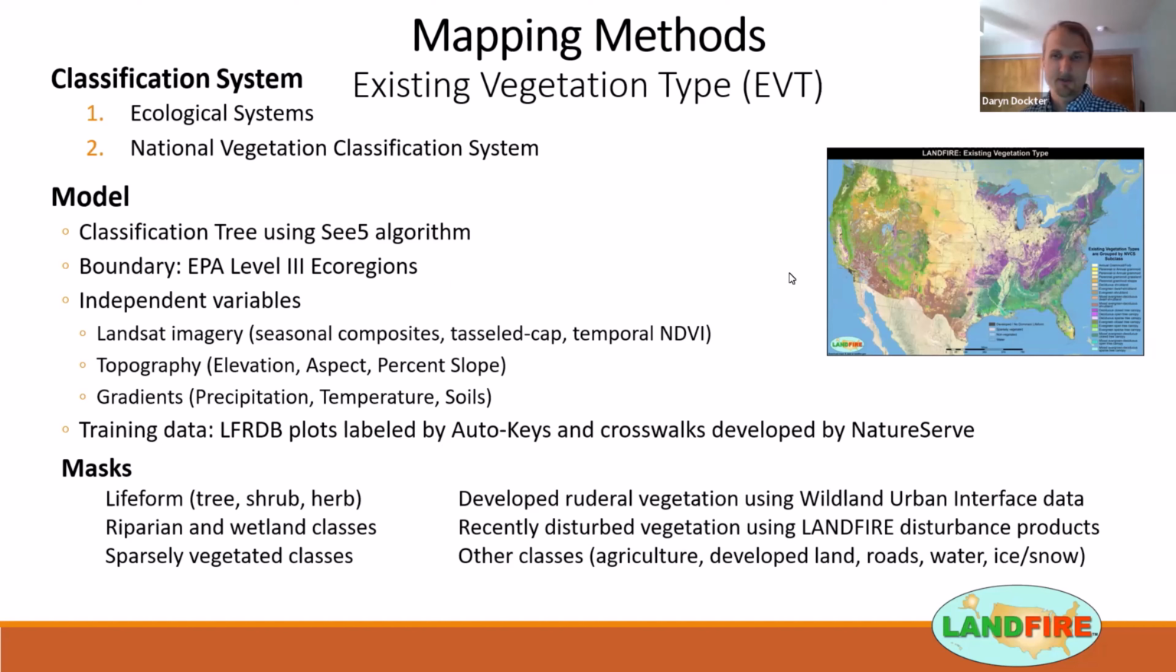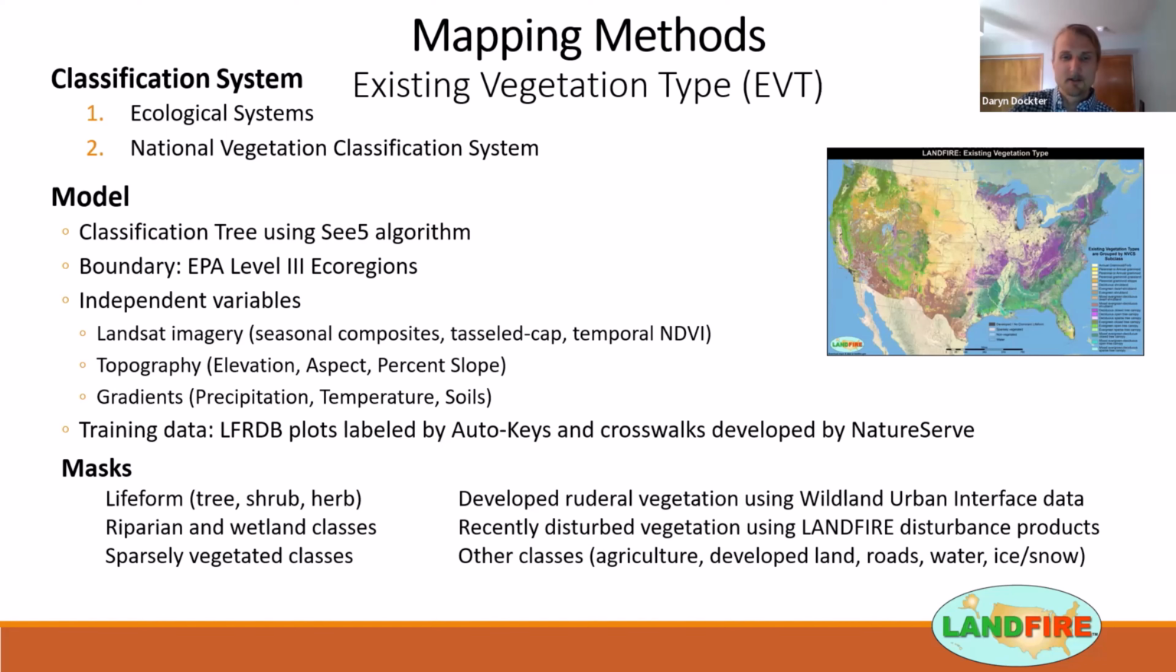The boundaries are the EPA level 3 ecoregions. And the predictive variables are similar to what we use for structure, the Landsat imagery. We also put in topography, elevation, aspect, slope, and then some climate variables, because that's really important for separating the different vegetation types. And then the training data are the field plots from the LFRDB, and those are labeled to the ecological system or NVC group using an AutoKey process, which is basically a set of sequence tables that puts the species cover for each plot through this list of rules. And if any of those are met for that plot, then it's labeled with that given classification type.